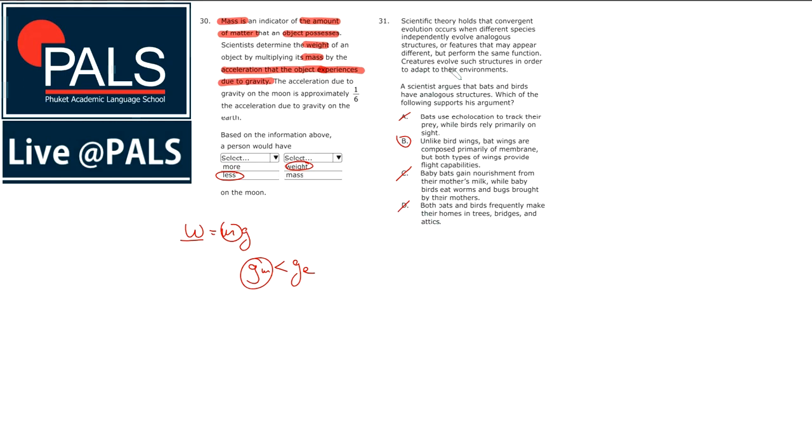a structure, evolved structure. So one more time, what are analogous structures? Convergent evolution occurs when different species independently evolve analogous structures. So birds and bats independently from each other have evolved wings to adapt to their environment to be able to fly. These features appear different because they have evolved independently from each other, but they perform the same function. They allow them to fly.